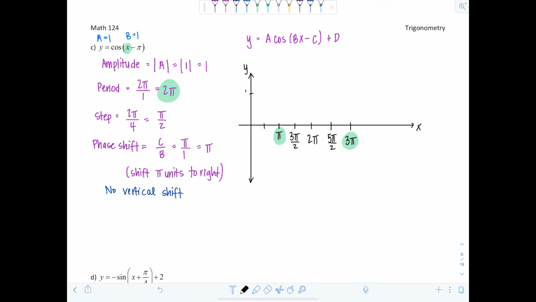Now the amplitude is 1. So let's go ahead and label the y-axis from 1 to -1. And remember, you're drawing cosine. So you're starting at pi. You're not starting where x is 0. And cosine, remember, starts up at 1. So it goes 1, 0, -1, 0, 1. And that's it.